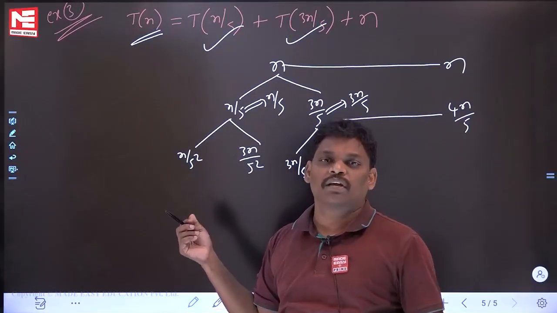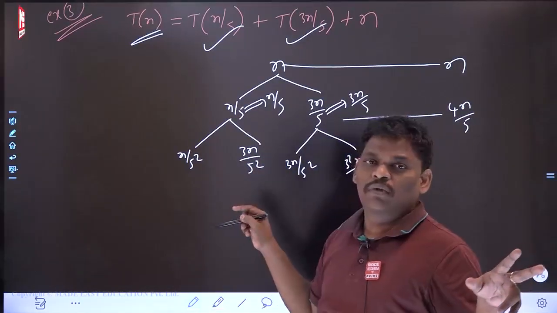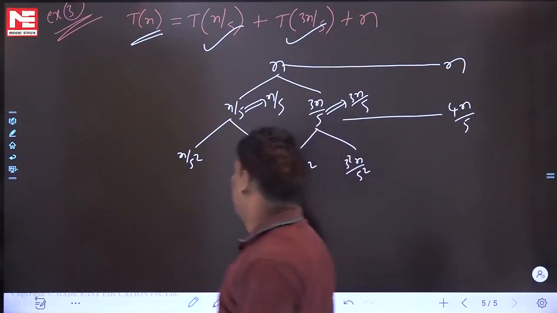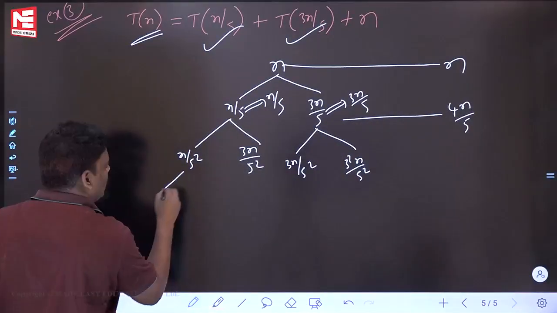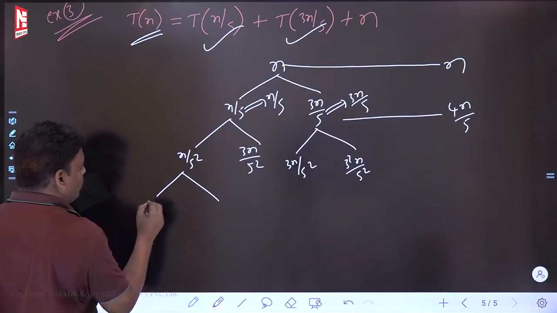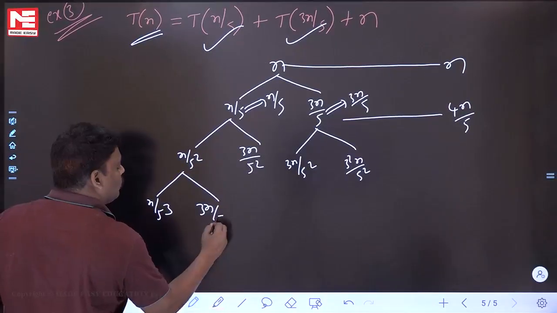A different series is coming. If you want to know which series, go to the next level also. Minimum three rounds you do, which is nothing but a 4-level tree. Let's do one more round. N by 5 square. What is the answer? Left, multiply by 1 by 5; right, multiply by 3 by 5. What is the answer? N by 5 cube. This is going to be 3n by 5 cube.